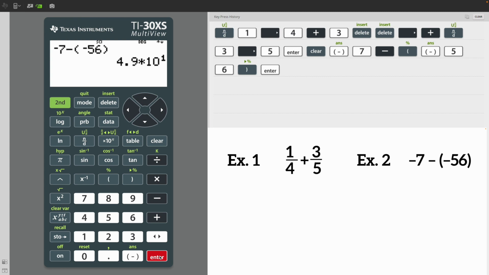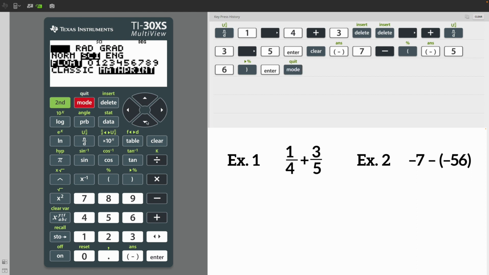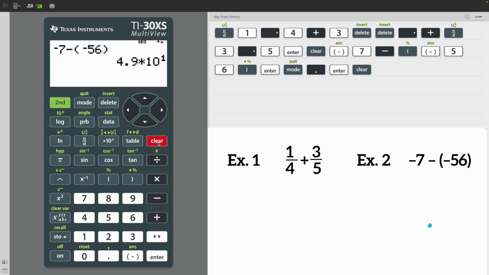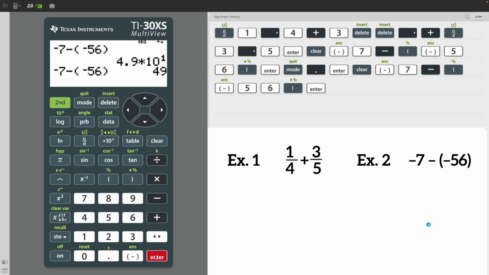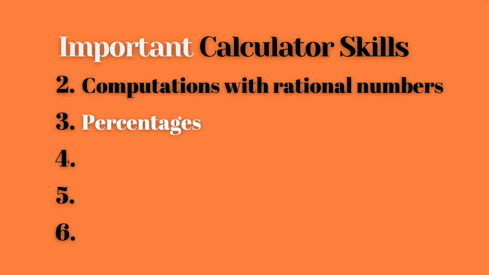Oh, you guys, I did the thing I always warn my students not to do. If you turn it into scientific notation, don't forget to get it back out. Ooh, fired mode. Let me get out of scientific notation by going back to normal, clear, and let's try that again. -7 minus, open up parentheses, -56. I'm leaving that in the video. Y'all need to know math teachers make mistakes too. And we get 49.